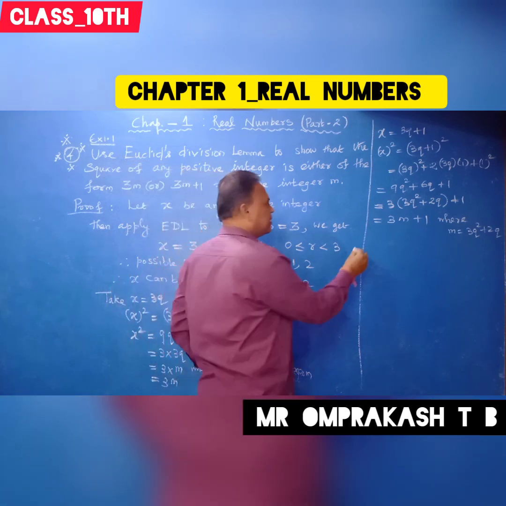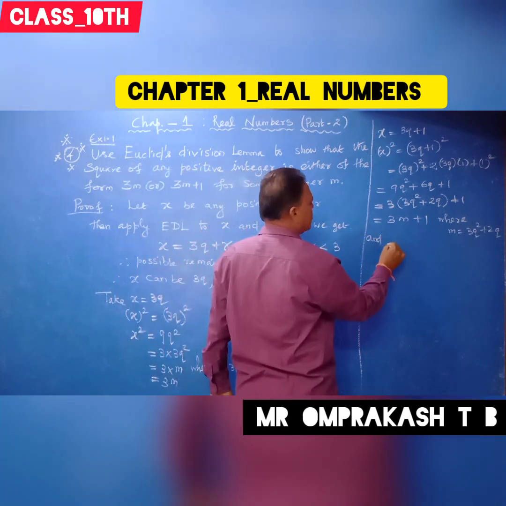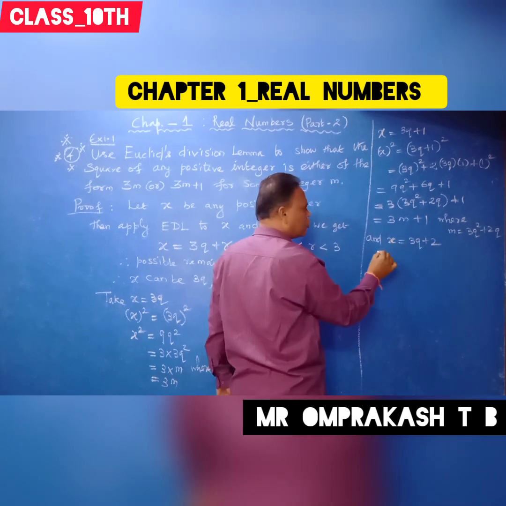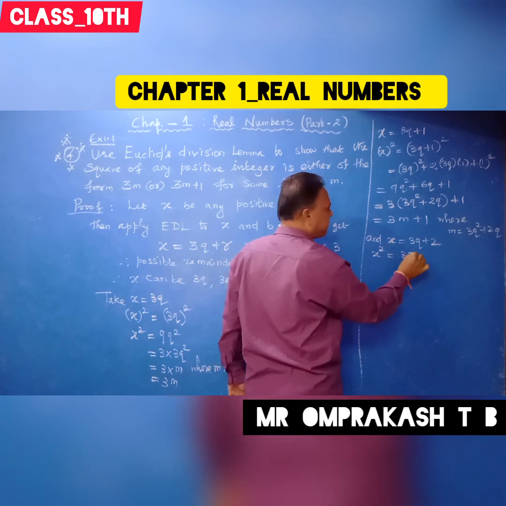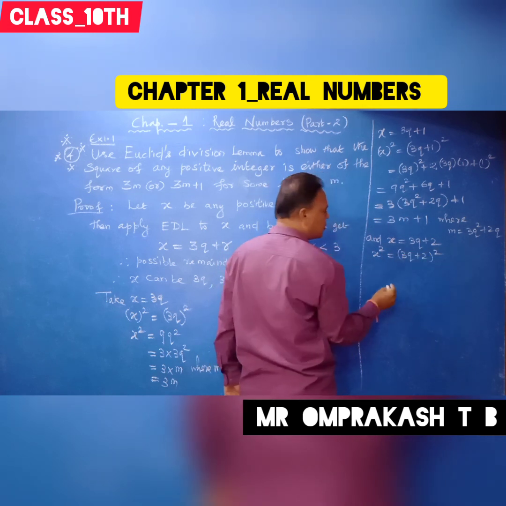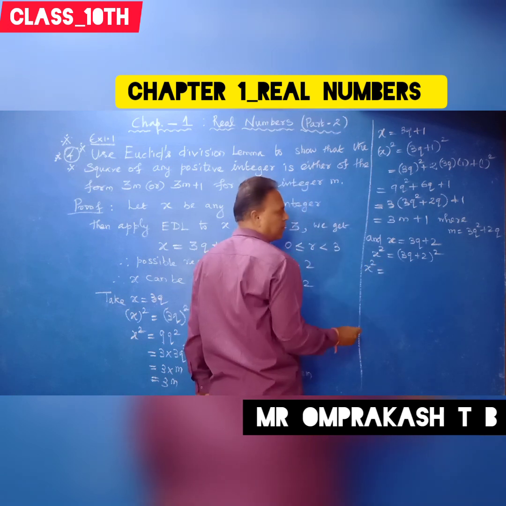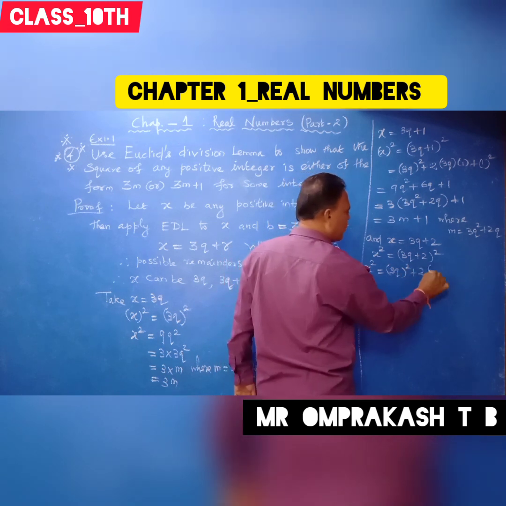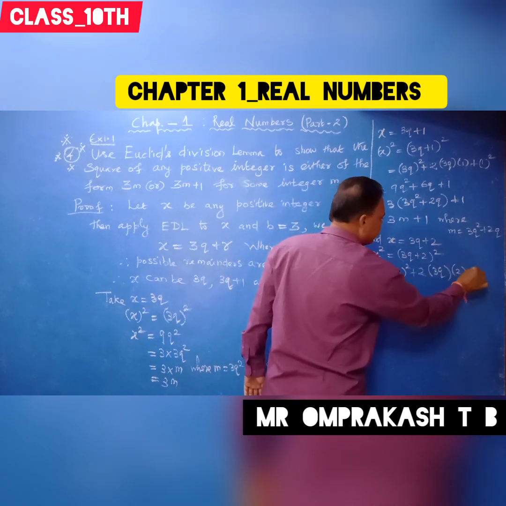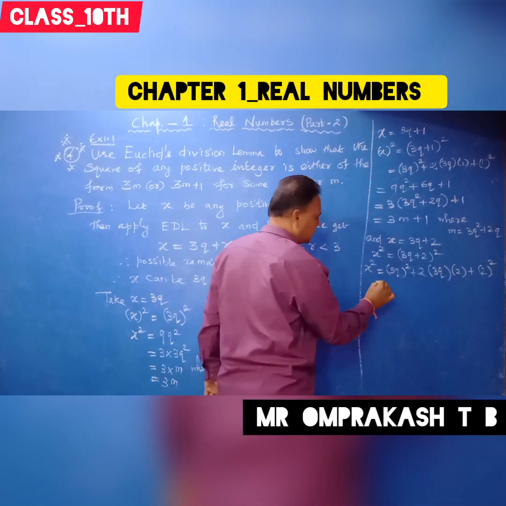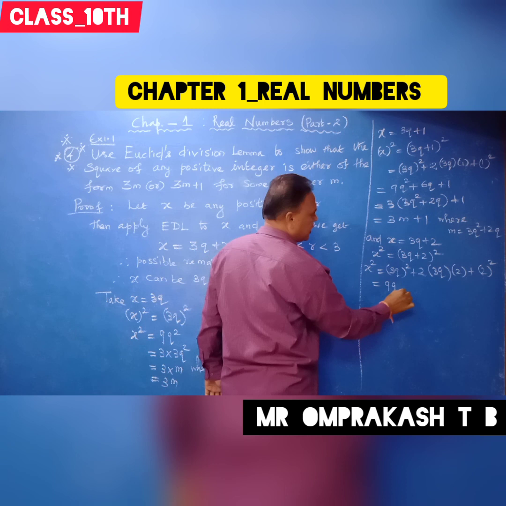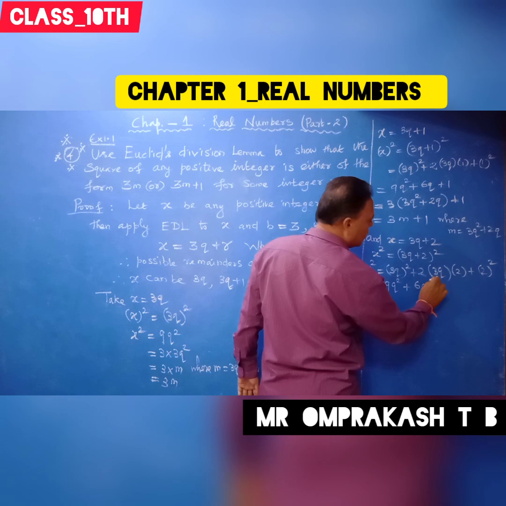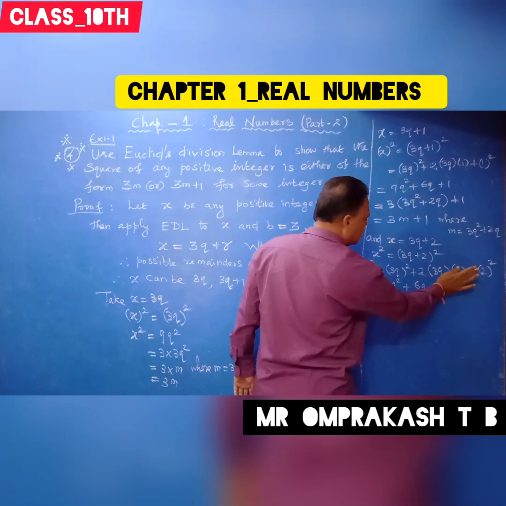Okay, next, one more number. Take x is equal to 3q plus 2. Squaring, same way. Apply the a plus b whole square formula: a squared plus 2 into a into b plus b squared. Just apply the formula. So here 9q squared plus 6q into 2, so how much?